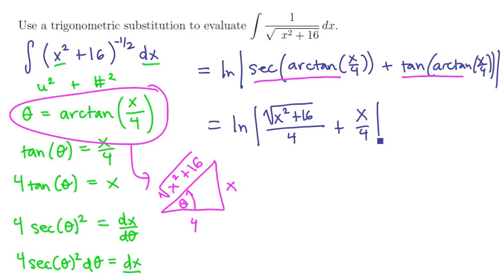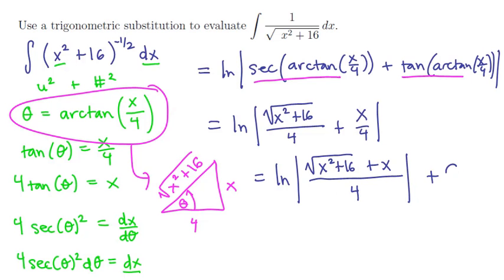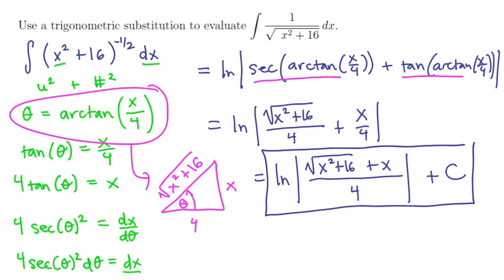I should point out that the tangent of the arctangent should have just canceled anyway, but we were thinking ahead here. Alrighty. Notice that we can put this on a common denominator now too. This is the natural logarithm of (the square root of x squared plus 16, plus x) all over 4. Add a constant, and we have our indefinite integral. Booyah.